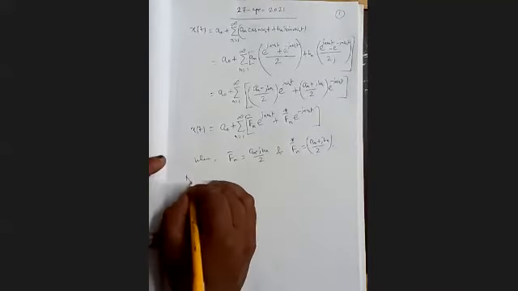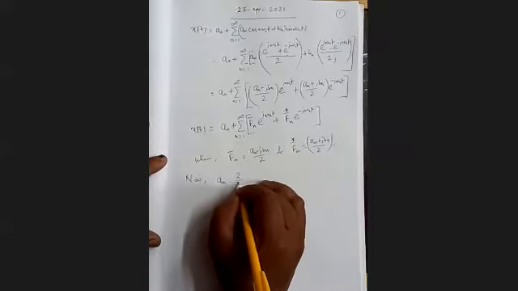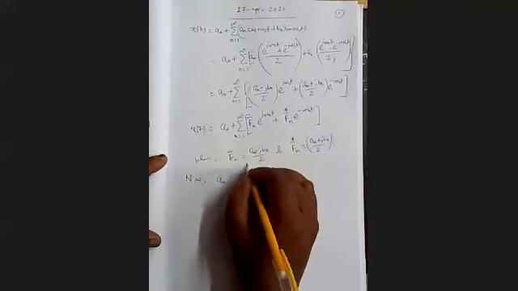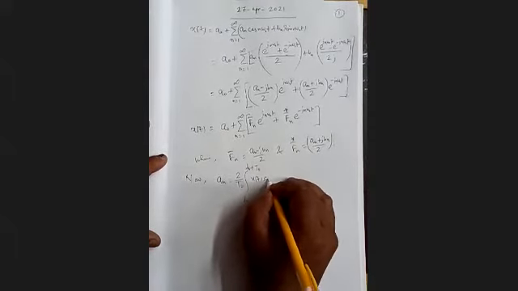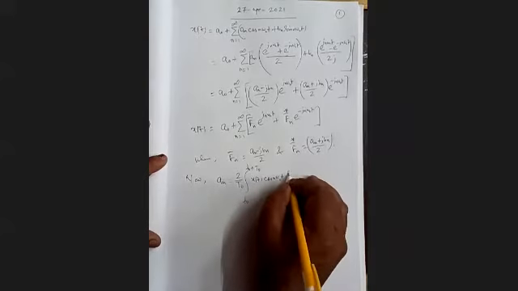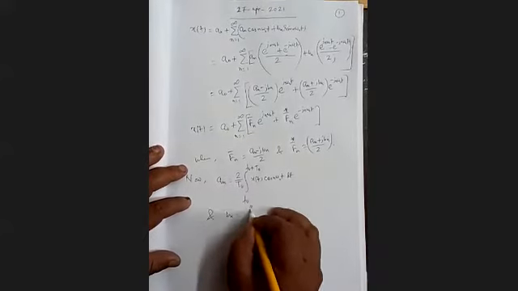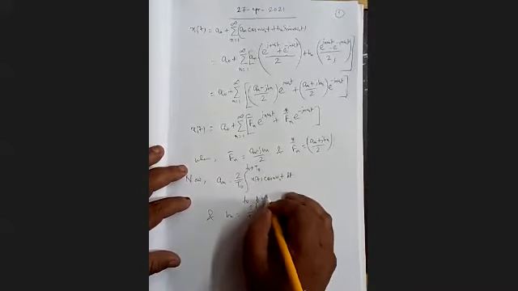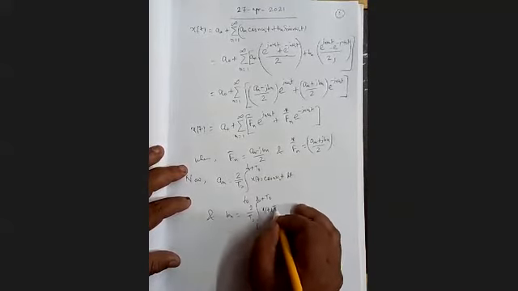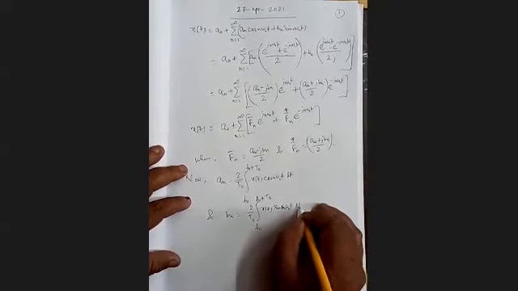Now we know what is our an. It is 2 by T0 integration t0 plus capital T0 xt cos n omega 0 t dt. And our bn is 2 by T0, same expression. T0 is the time period. Only difference here is that the cosine term will be replaced by sine term.